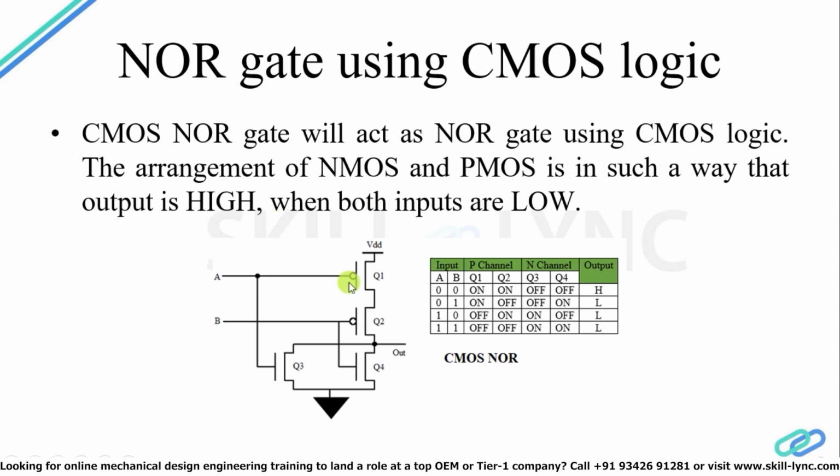Here the NMOS transistors are in parallel. These NMOS are in parallel to pull the output to low, because it is connected to ground. And PMOS transistors are in series to pull the output to high, when both inputs are low. Let us see what will happen in the truth table.